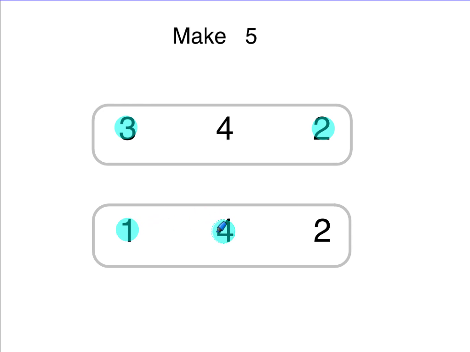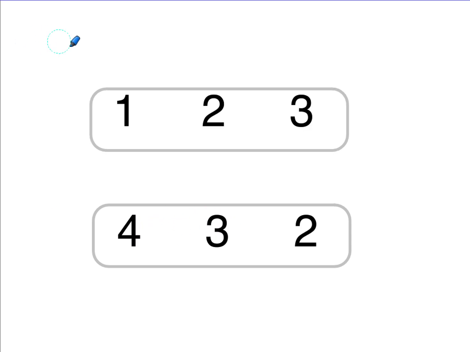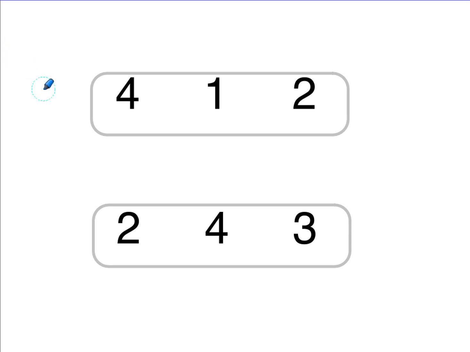Tell me the two numbers. 1 and 4. Tell me the two numbers. 2 and 3. The two numbers are 3 and 2. The two numbers are 4 and 1. 2 and 3.